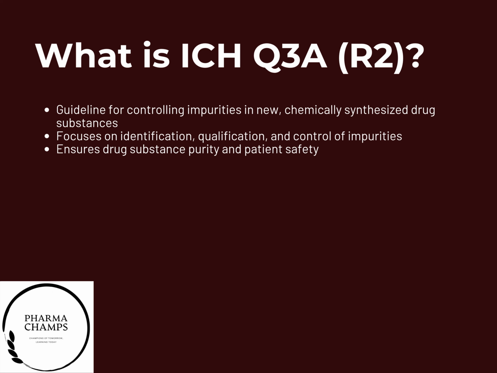Basically, ICH Q3A Revision 2 provides guidance on controlling impurities in new chemically synthesized drug substances. It outlines how to detect, report, identify, and qualify impurities during drug development. This is especially important in ensuring the safety and purity of the drug before it reaches patients.